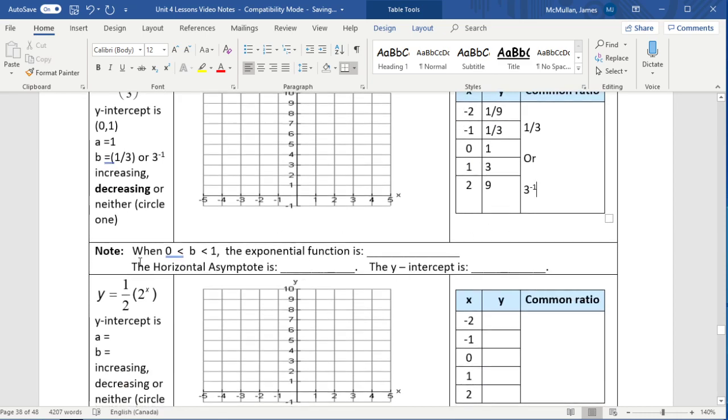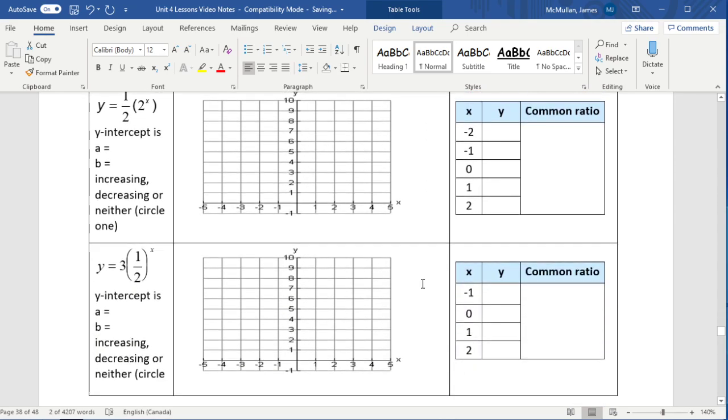Okay. When b is a number in between 0 and 1, the exponential function is decreasing. The horizontal asymptote is still y equals 0. The y-intercept is still 0, 1. Okay, so those things don't change, but the function does change from increasing to decreasing.